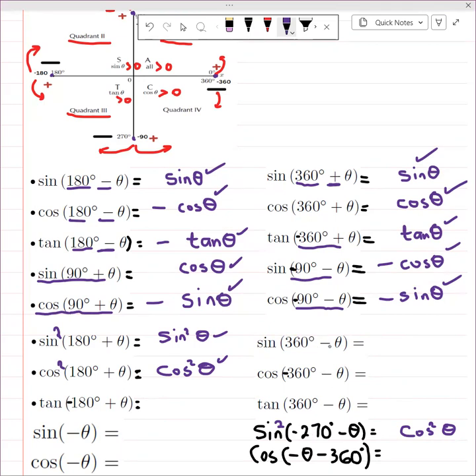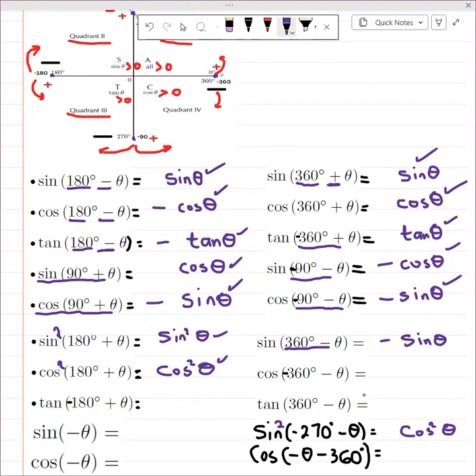Sine 360 minus theta. It's in the fourth quadrant because 360 is there and then minus is here. So in the fourth quadrant, sine is negative. And then we're going to have no change because it's 360. So it's just sine theta. Don't forget, 0, 180, and 360, no change. 270 and 90, you definitely must change.